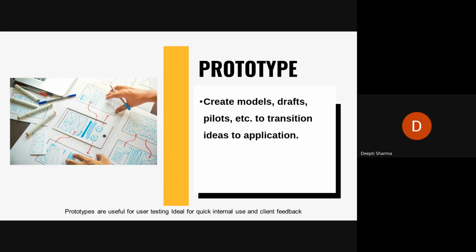So prototypes are useful for user testing, ideal for quick internal use, and client feedback also. Here client means the students, the stakeholders, the faculty members, the parents also, the internship organizations, and the placement companies as well. So each and every stakeholder must be happy with the prototype or the new models generated, and we should understand how we can ideate or make changes to these models also.